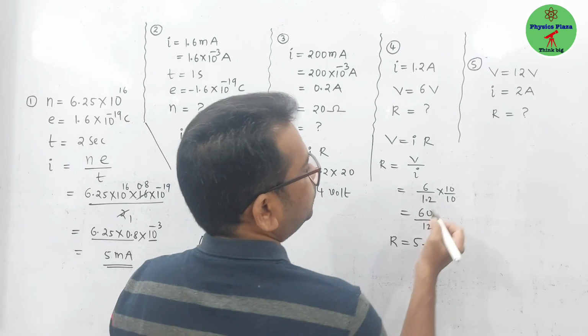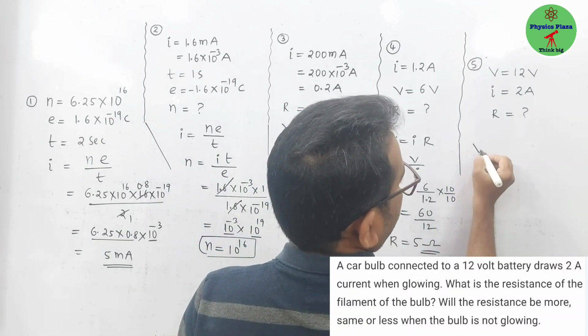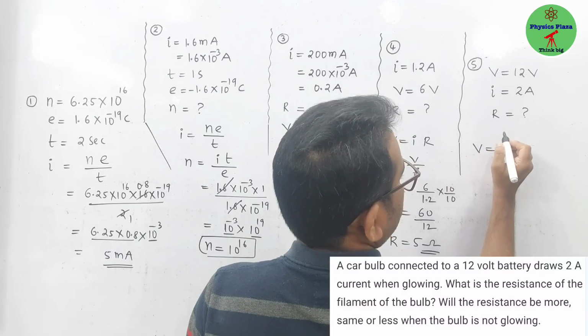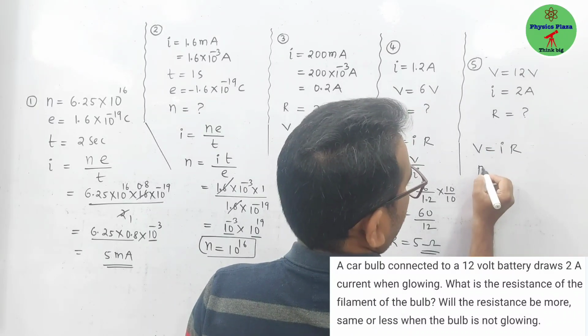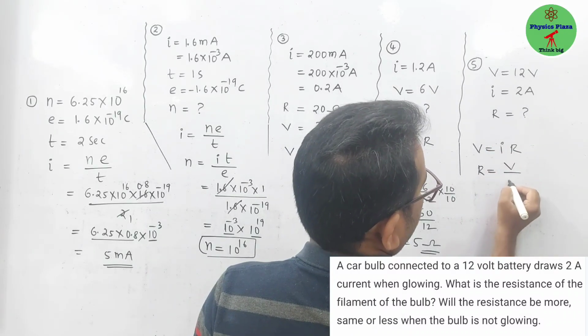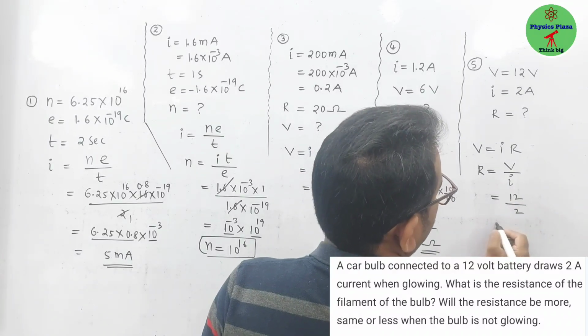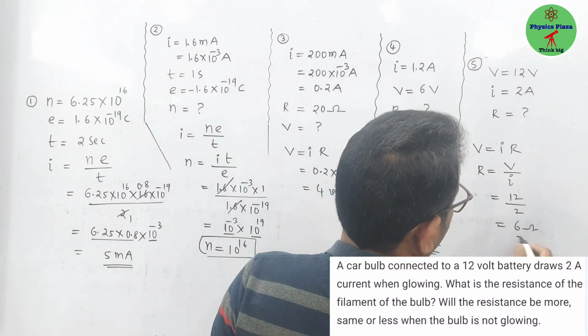Same, it's based on that only. It is V is equal to IR. So R is equal to V by I. So the V value is 12 by 2. This is 6 ohm.